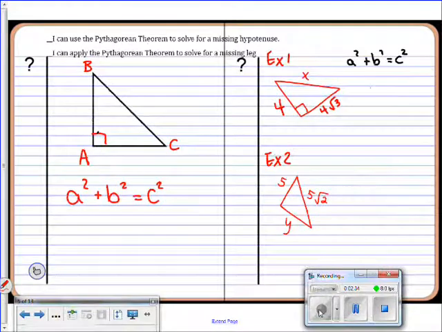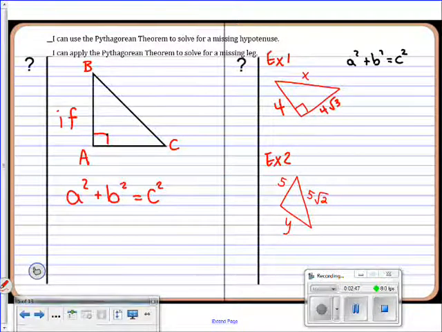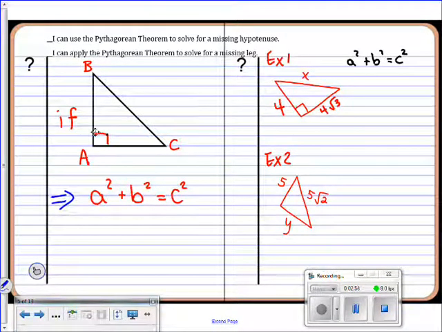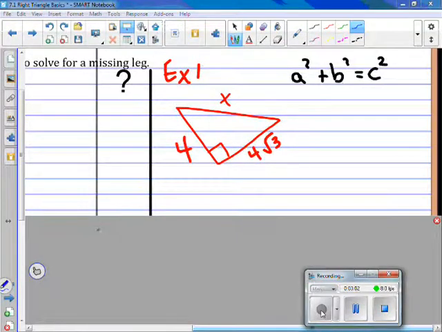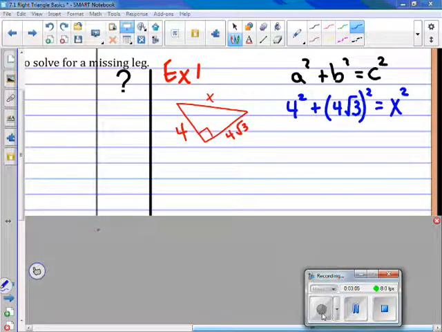All right, another I can statement is that I can use the Pythagorean theorem to solve for missing sides. So remember, if I have a right triangle, so I have to know the triangle has a right angle. If that is true, then I know the Pythagorean theorem actually works. If it's not a right triangle or I don't know, I can't use the Pythagorean theorem. All right, so let's take a look at these two problems. I'm going to zoom in on them. We'll just take the appropriate sides and put them in their place.